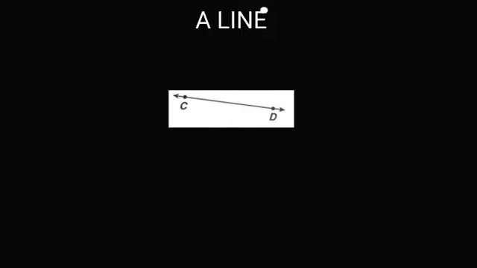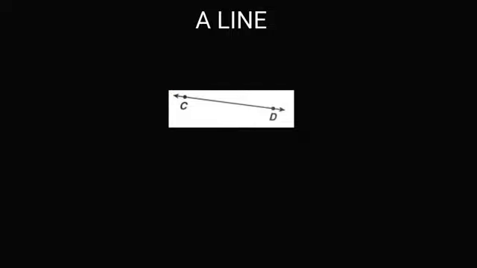Moving on, we have a line. You can draw a line through any 2 points. Here we have point C and point D. A line goes on without end in both directions. That's why we have an arrow at each end.